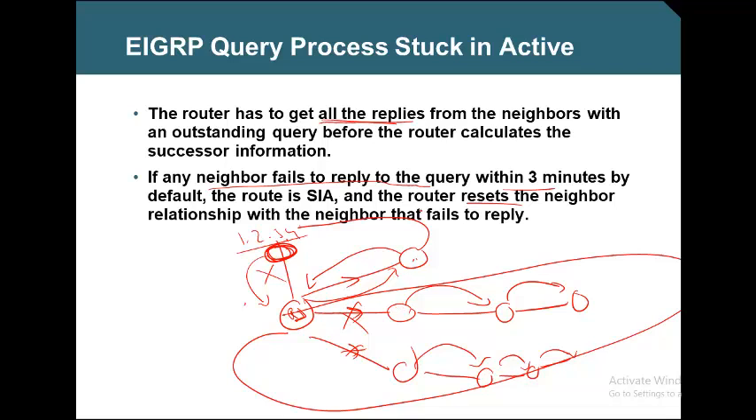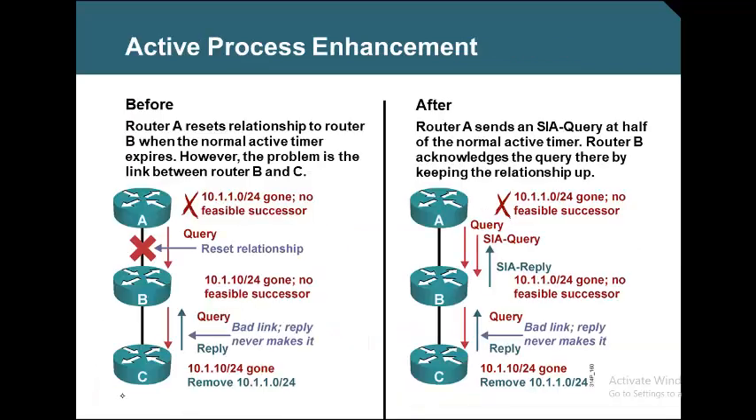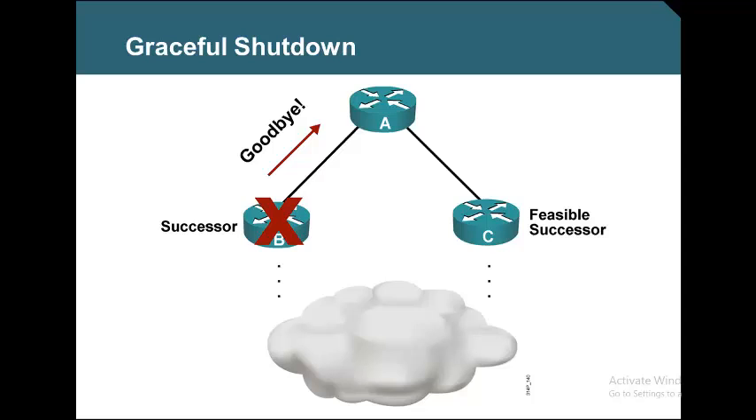Before that, we have a goodbye message. When a successor goes down, you see, for A, there are two routes to reach someone on the internet. But because of the smaller metric, this is considered to be the successor path via B. And this other path is there in the topology table as a feasible successor. It has qualified the feasibility condition.